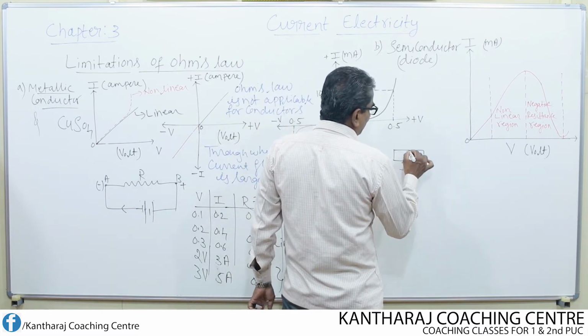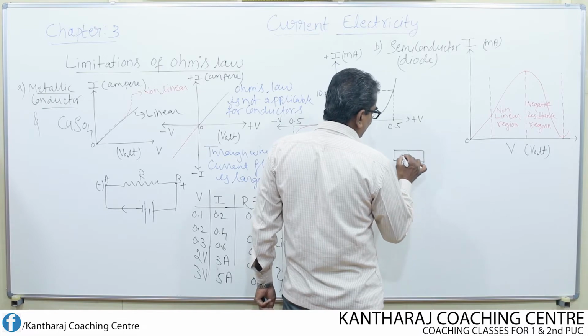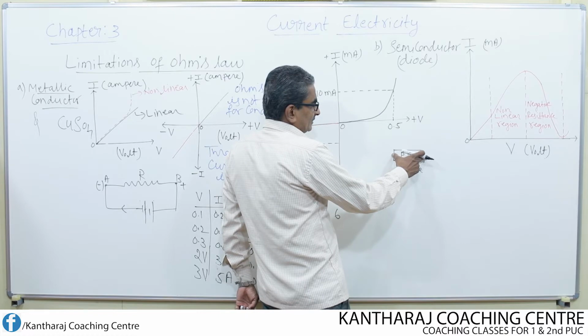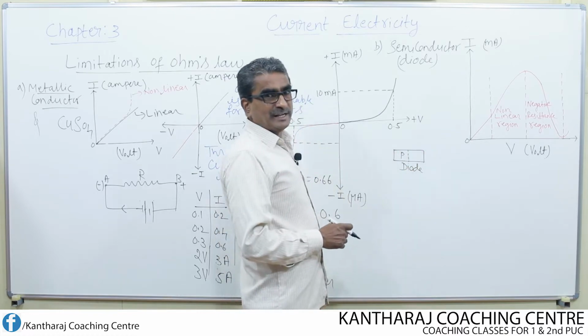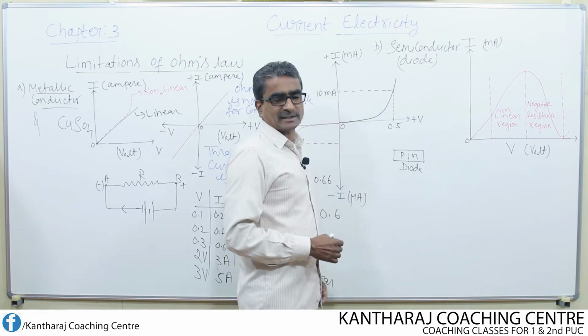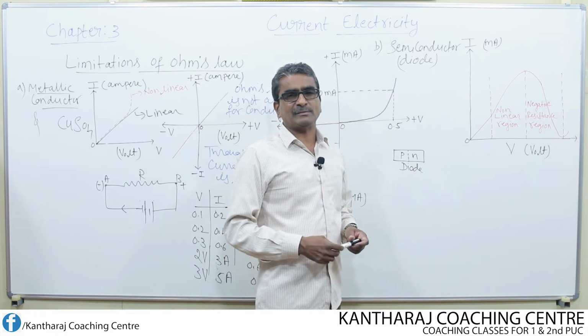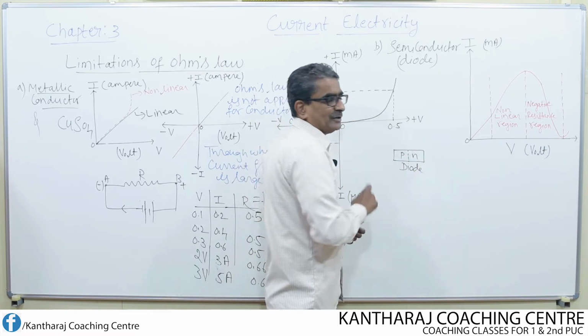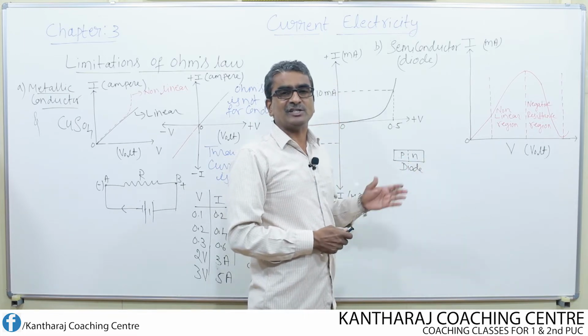What does it mean? PN junction diode means, look here, this device, one side consists of P-type semiconductor and on the other side consists of N-type semiconductor. Both P-type and N-type semiconductors are produced on a single piece of semiconducting crystal like germanium.